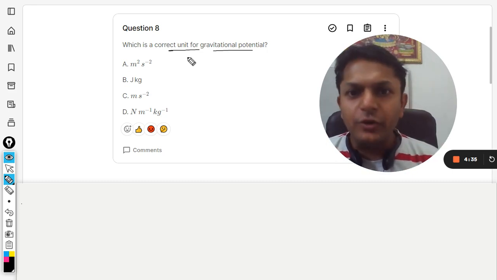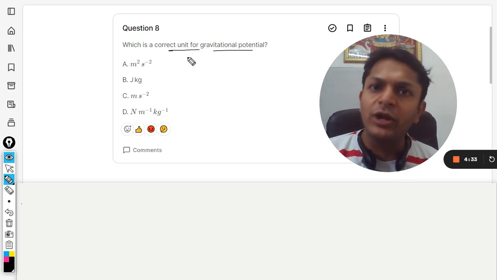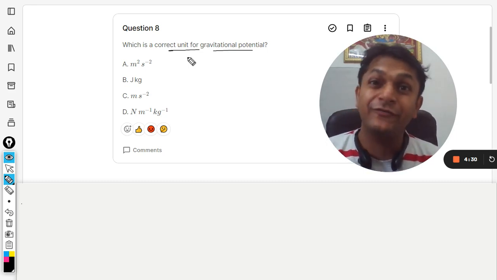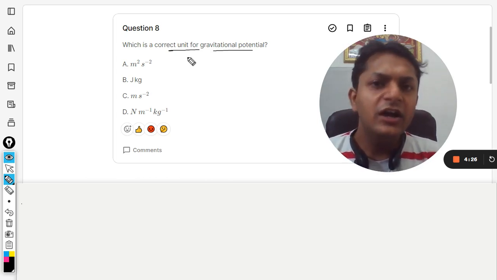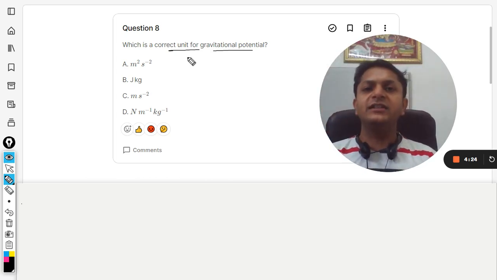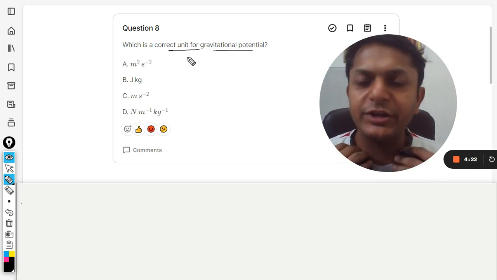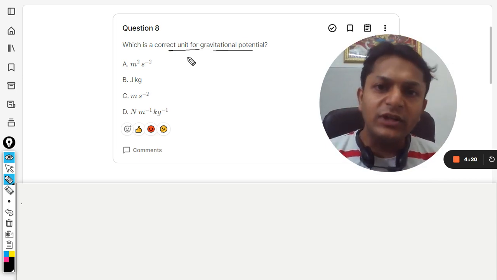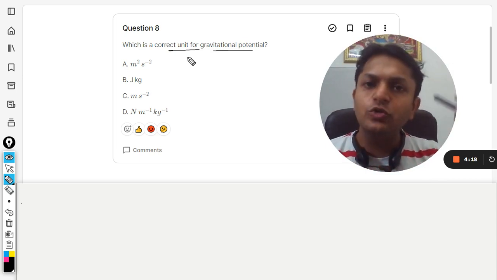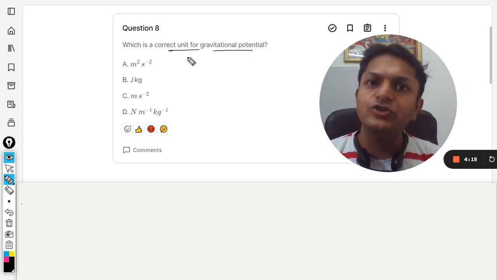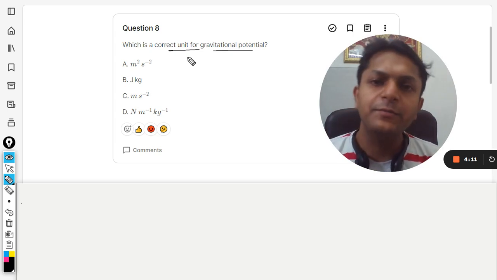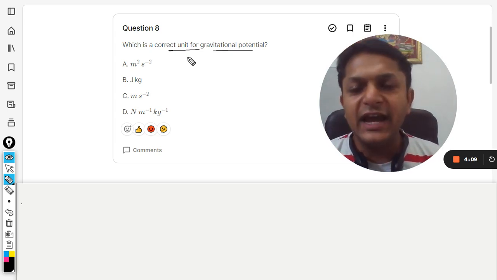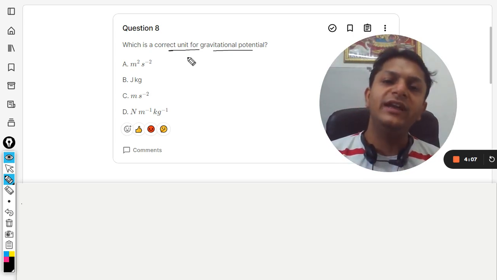We will find that formula, the most suitable one, the formula given in the data booklet in regards to gravitational potential. Whatever formula you can find in the data book regarding gravitational potential, you can use that. And once we use that, we just need to substitute all of the units for all of the physical quantities.